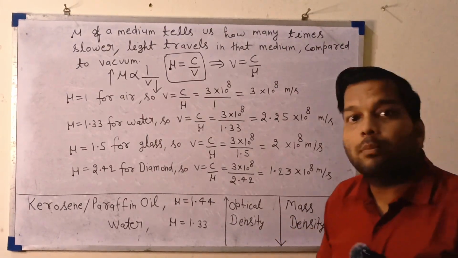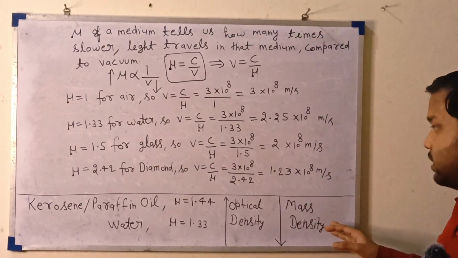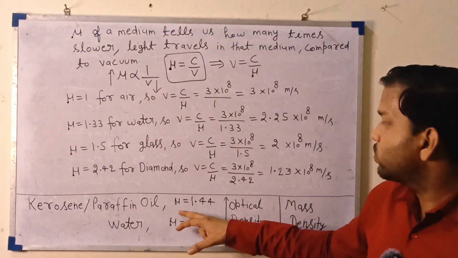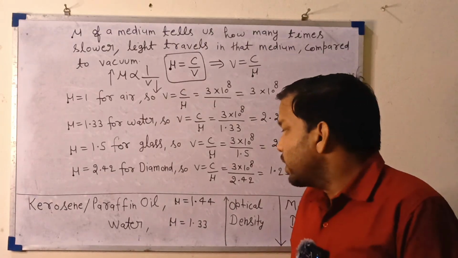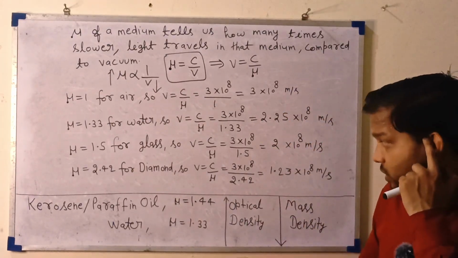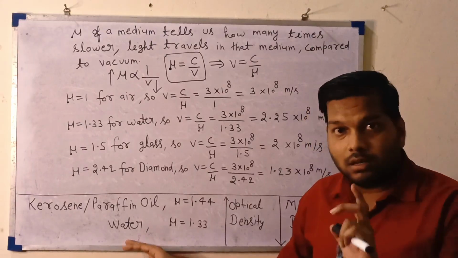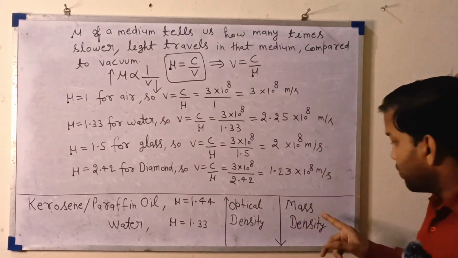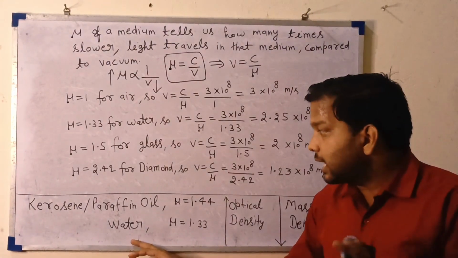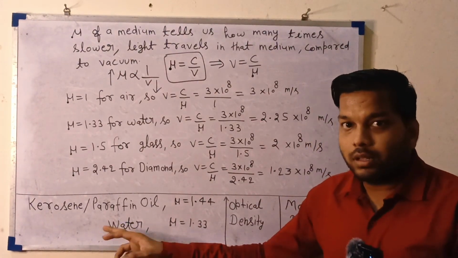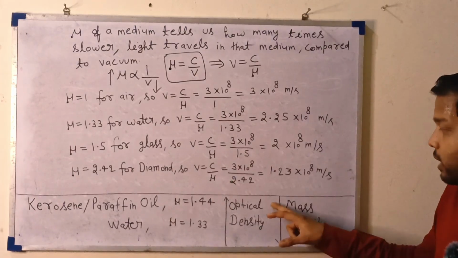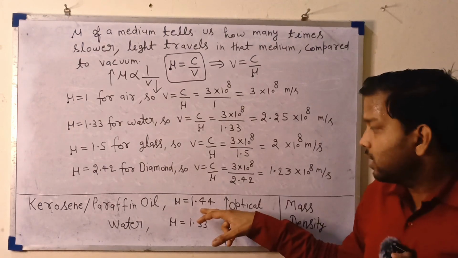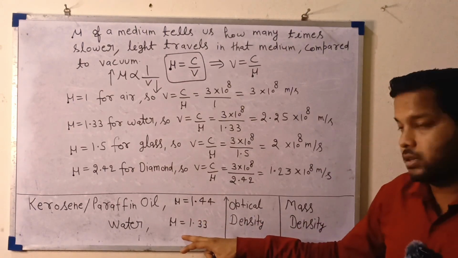Okay, refractive index depends upon optical density, not mass density. How? You can see here. For kerosene or paraffin oil, the value of mu is 1.44, and for water, the value of mu is 1.33. You can see the mass density of water. Again, listen to me carefully. The mass density of water is greater than paraffin oil, but the optical density of paraffin oil is greater than the optical density of water.